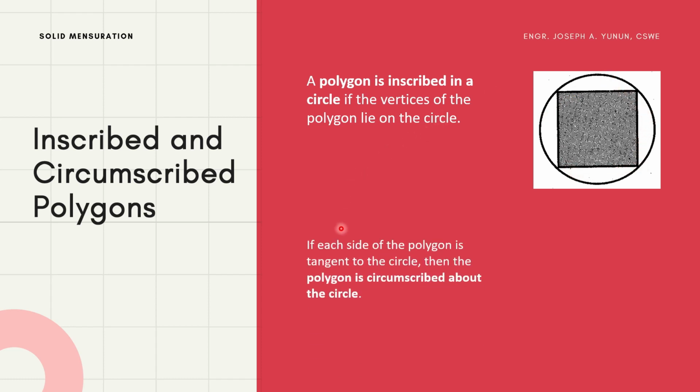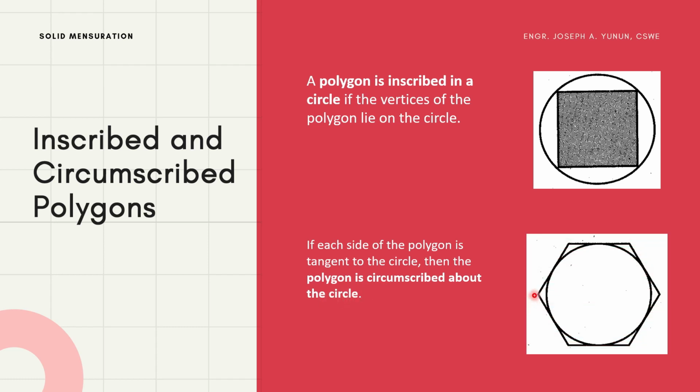Now for circumscribe: if each side of the polygon is tangent to the circle, then the polygon is circumscribed about the circle. So this time around, the circle is inside the given polygon. Let's say a hexagon, the hexagon is circumscribed about the circle. So probably this is the given figure.